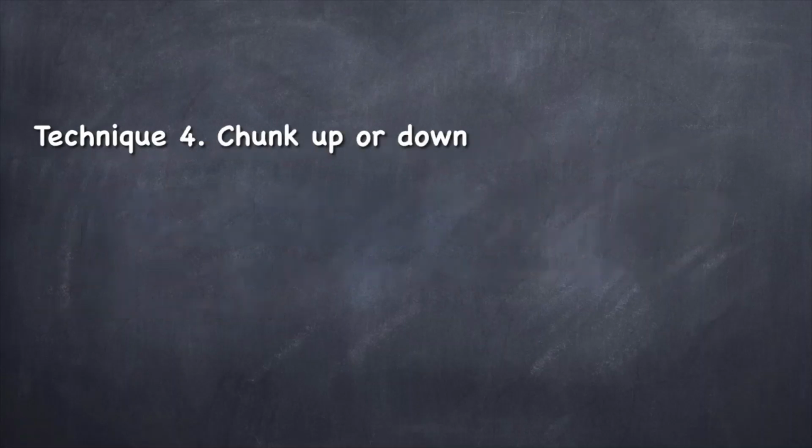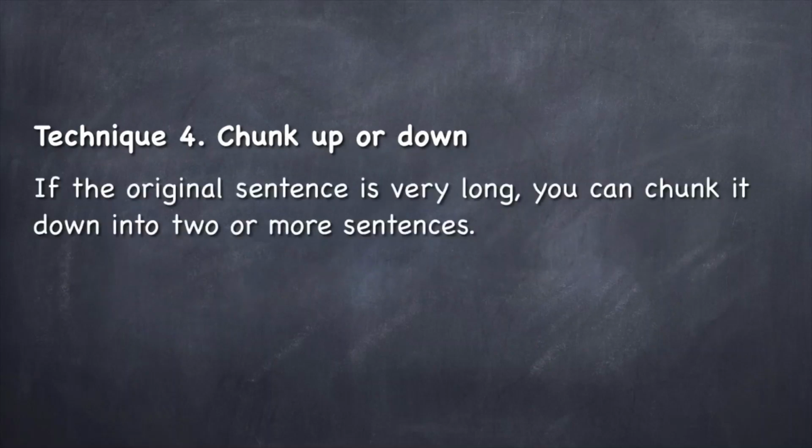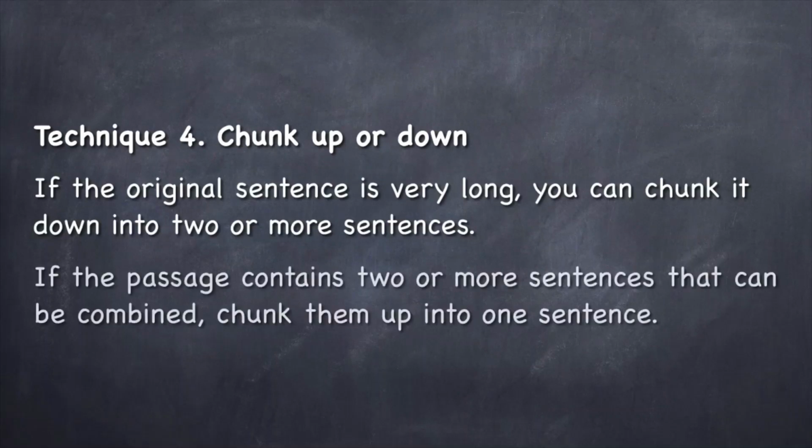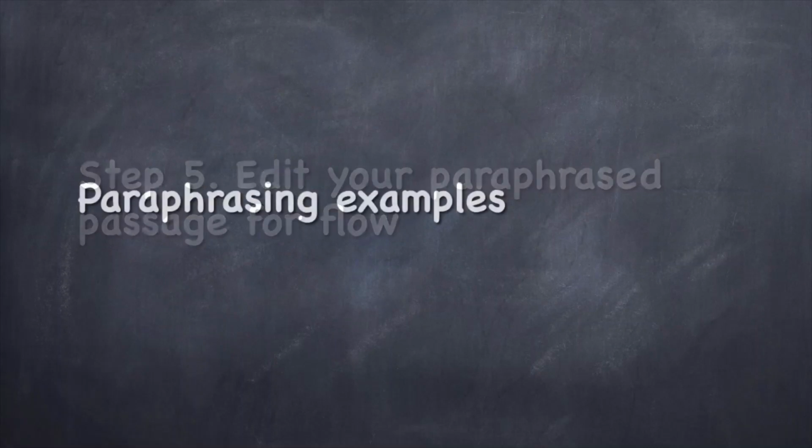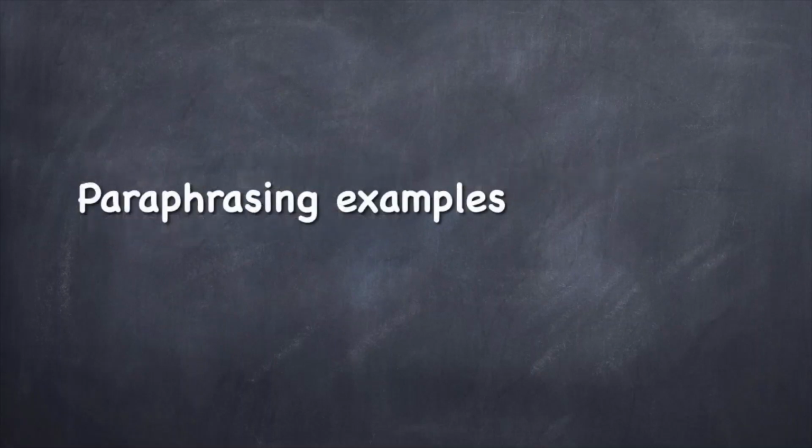And technique number 4, chunk up or chunk down. If the original sentence is very long, you can chunk it down into 2 or more sentences. If the passage contains 2 or more sentences that can be combined, you can chunk them up into 1 sentence. And again, I'll give you an example of how to do that as well. And finally, step 5, you want to edit your paraphrased passage for flow. Just make sure the sentences flow nicely from one to another. And now let me give you some paraphrasing examples.